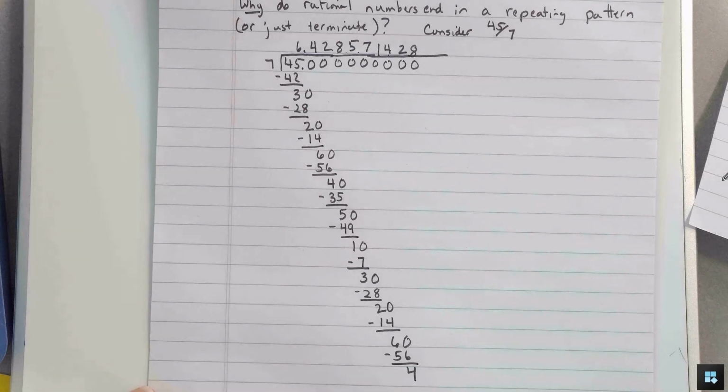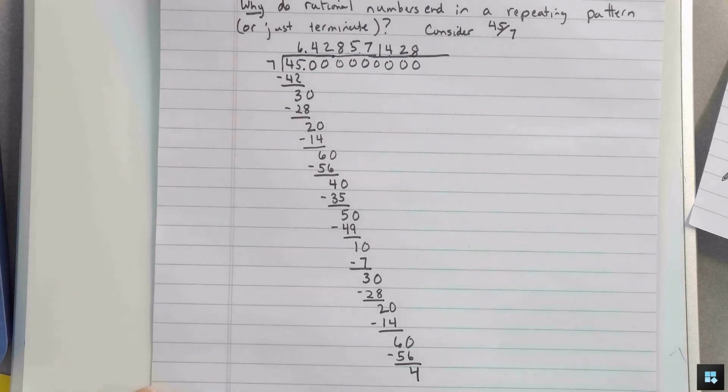But the question is, why do rational numbers end in a repeating pattern? Because you see, what numbers would be repeating here? 4, 2, 8, 5, 7, 1. Good. 4, 2, 8, 5, 7, 1. And we started that again. 4, 2, 8, 5, 7, 1. But the question is, why?